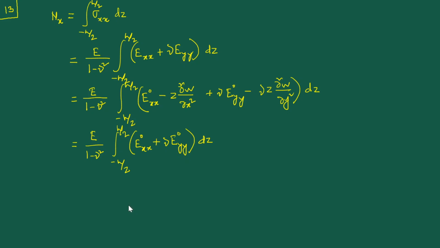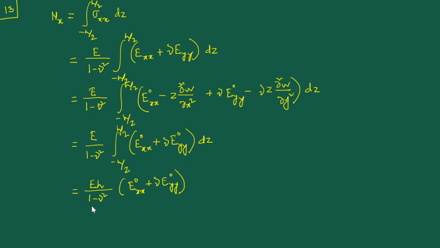All right. Now, what we are going to say is that, you see, this Exx naught and Eyy naught, they are independent of z. So we might as well take them out of this integration. And if we do that, then what we will be left with is this integration minus h by 2 to h by 2 dz, and that is nothing but h. So ultimately what we arrive at is this EH divided by 1 minus nu square, Exx naught plus nu Eyy naught.